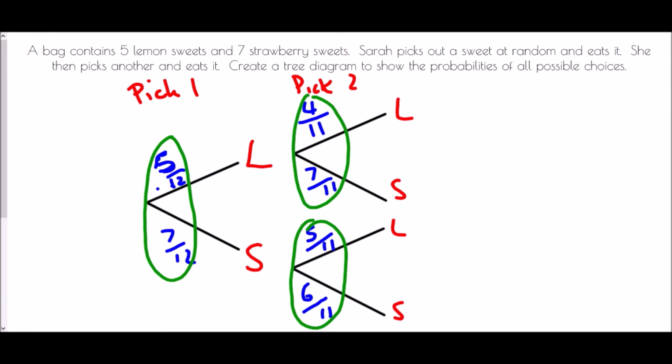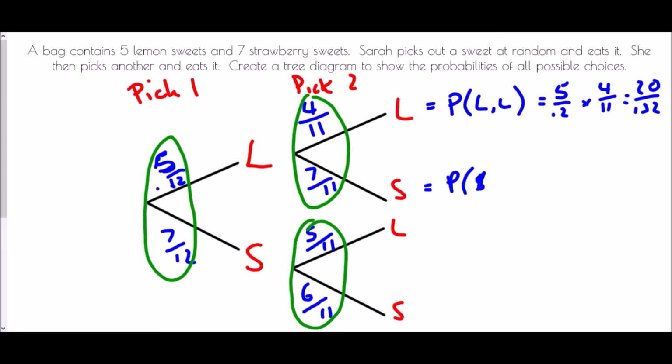Now, it asks for a tree diagram to show all of the possible outcomes. And so, the first one is the probability of taking lemon and then lemon. And so that is going to be 5/12 multiplied by 4/11. And so we're going to get 20 over 132. In terms of the probability of getting a lemon followed by a strawberry, well, that is going to be 5/12 times by 7/11. We're going to have 35 out of 132.